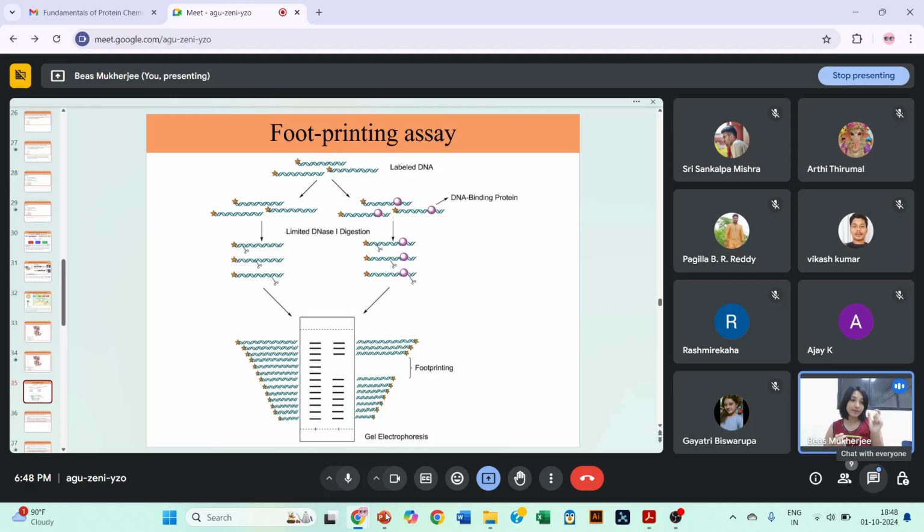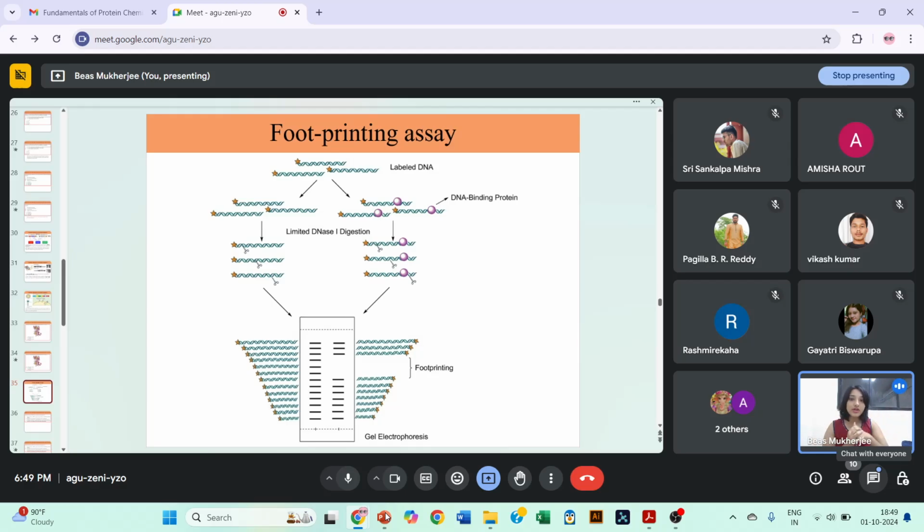When you take that particular region, it will be relatively more intact, because the rest of the portion will be digested totally. When you go for sequencing, you get the sequence for which this transcription factor has specificity. Here in this figure, there is a labeled DNA, and a part of it is taken where this DNA binding protein binds, and the rest is taken where no protein is bound. This is naked DNA.